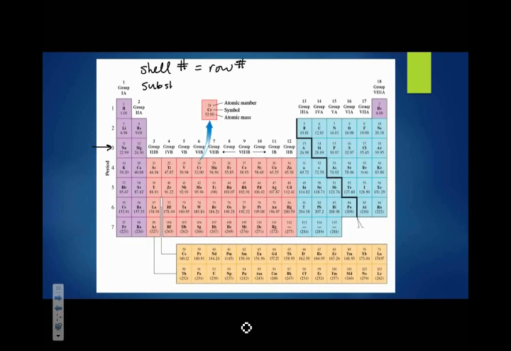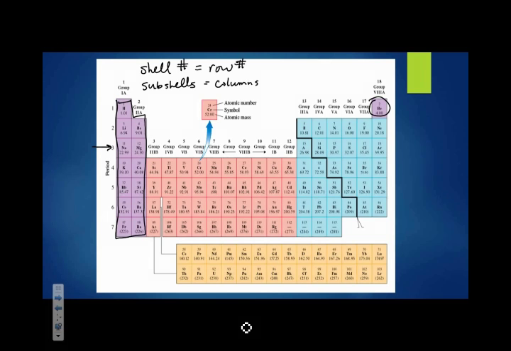Subshells correlate to the columns of the periodic table. I spelled columns wrong. And this periodic table is color-coded, and you can see this section, which is purple. It also includes helium over here. It's kind of strange, helium's hanging out over there with the noble gases. This is the S subshell region.